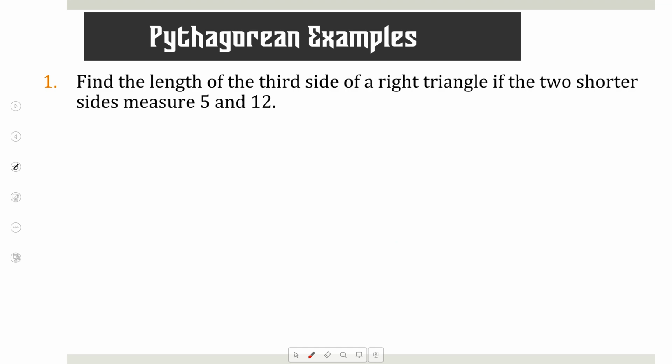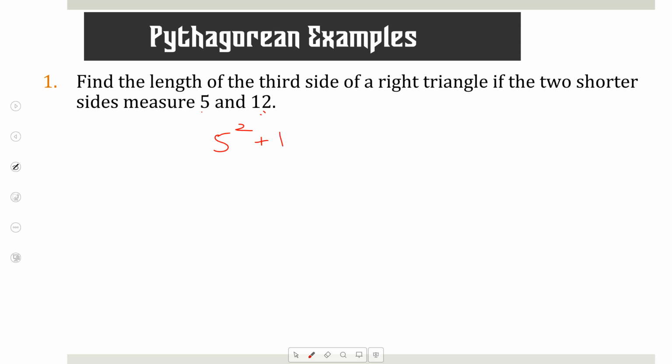Okay, find the length of the third side of a right triangle if the 2 shorter sides measure 5 and 12. Here we go. Is that 5, A, B, or C? B. Is that 12, A, or C? A. Right. These have to be the 2 short sides.